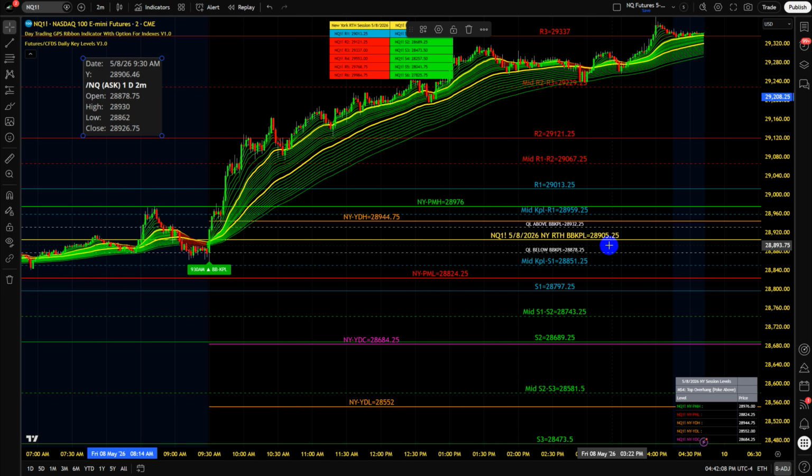So you either have a tight stop loss, which on bullish trades is going to be the QL below the BBKPL. On bearish trades off the BBKPL, it's going to be the QL above the BBKPL.